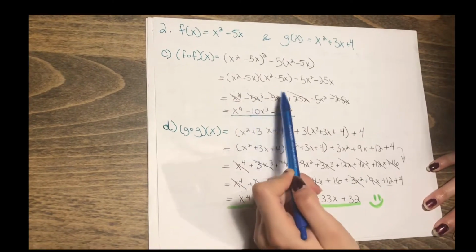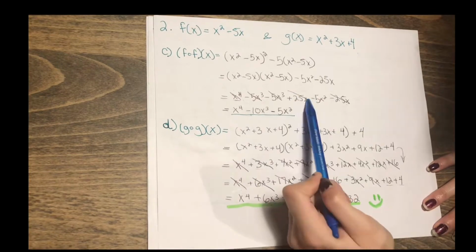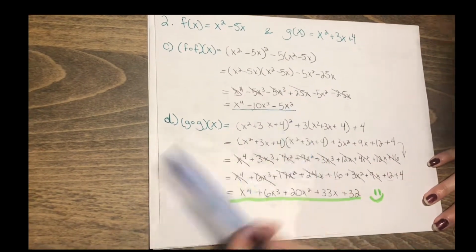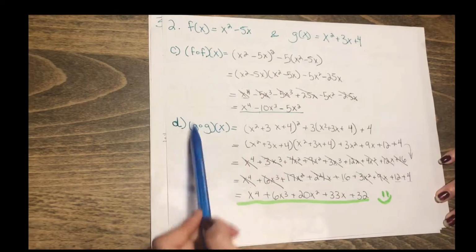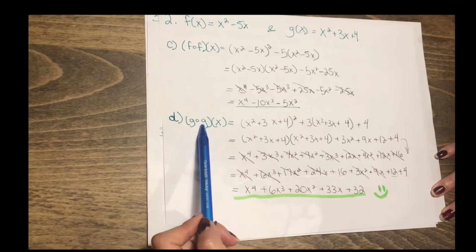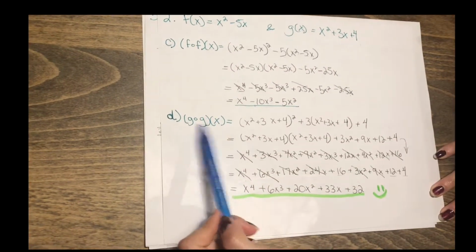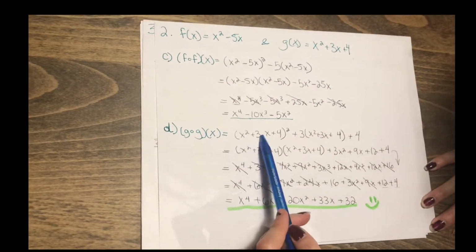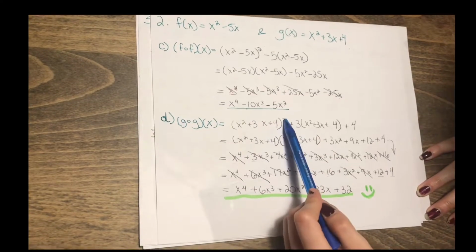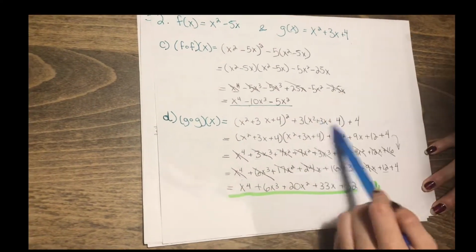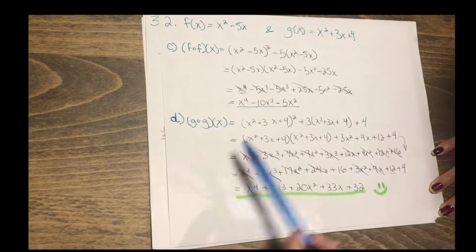And now we're going to combine like terms. It's going to be x to the fourth minus 10x to the third minus 5x squared. For problem D, it's going to be the same thing as C. So for g of g, you're going to plug in the g of g equation for every x. It's going to be x squared plus 3x plus 4, squared, then plus 3 times x squared plus 3x plus 4, and then bring down the 4.